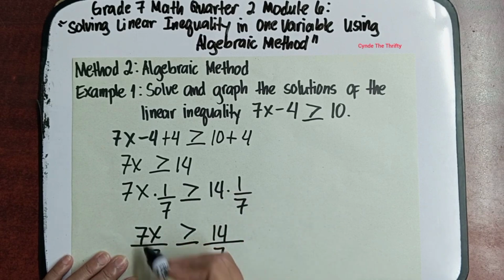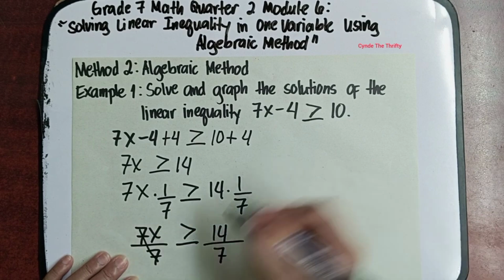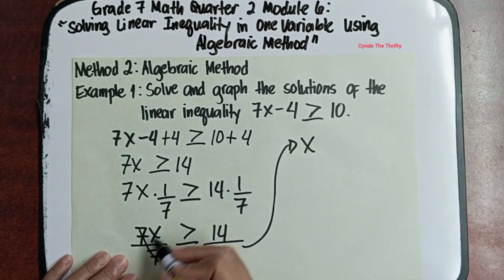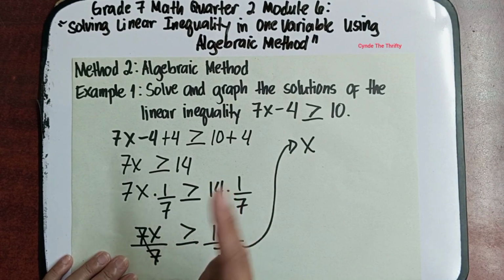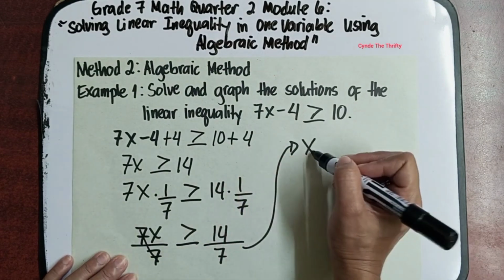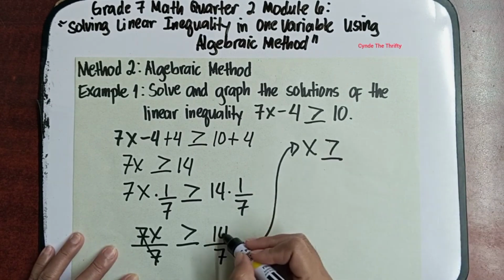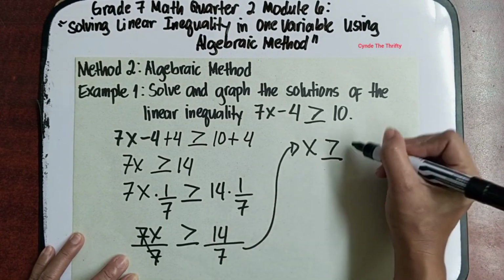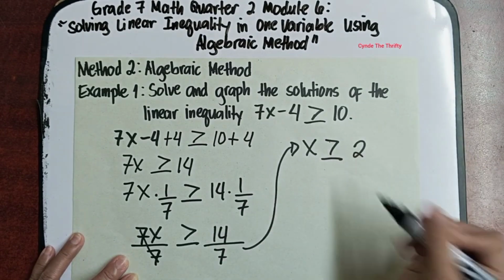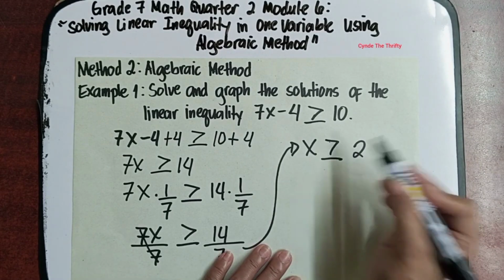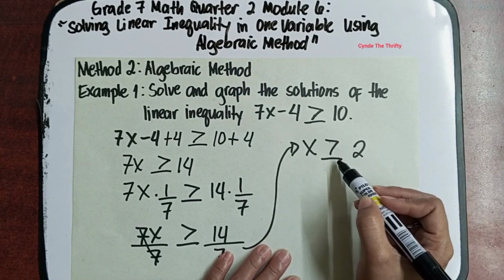Okay, so 7 divided by 7 is equal to 1. So, continue tayo dito. So, si x na lang yung naiwan. Si x, automatic meron siyang numerical coefficient na 1. So, x na lang ang isulat natin. Is greater than or equal to 14 divided by 7 is equal to 2. Okay. So, ibig sabihin, ang ating sagot sa value ng ating x is greater than or equal to 2.